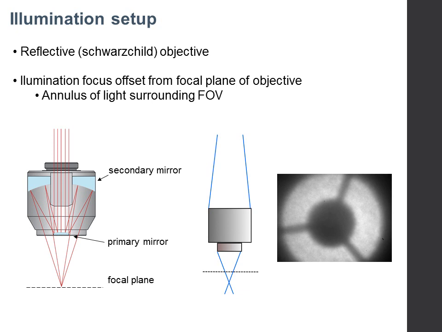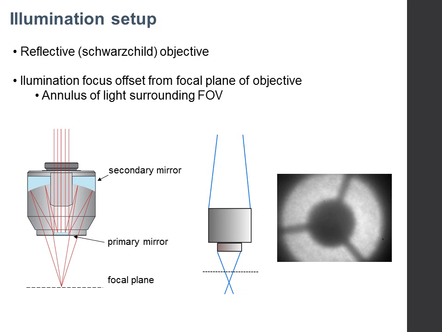So if you have divergent light incident on this objective, you actually get this focal point offset from the focal plane of the objective, and this gives you this sort of illumination pattern. And so this is basically the shadow of the light on the primary mirror. These are the spokes, how it's actually held.